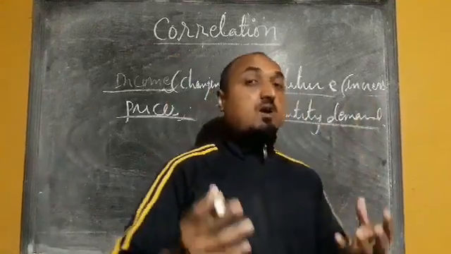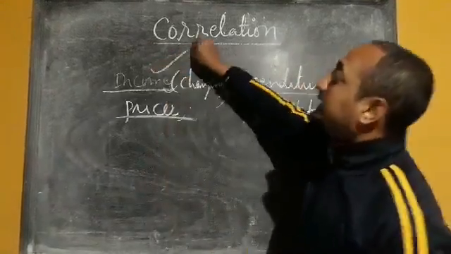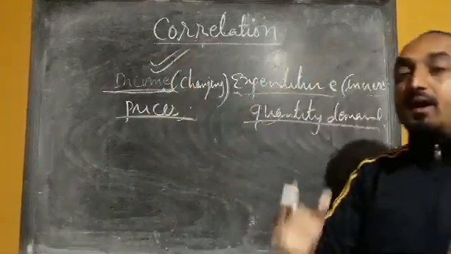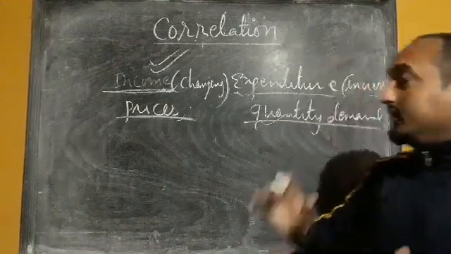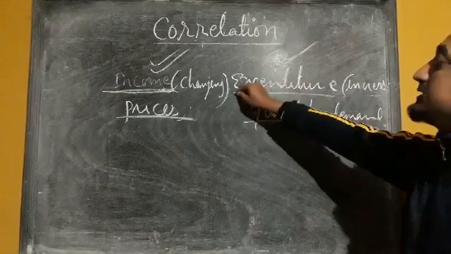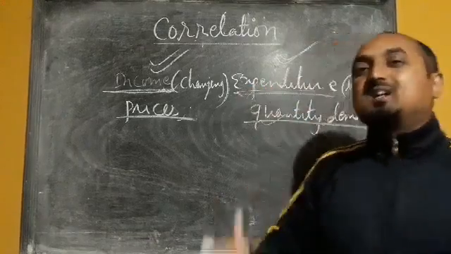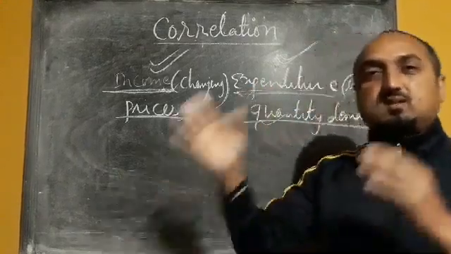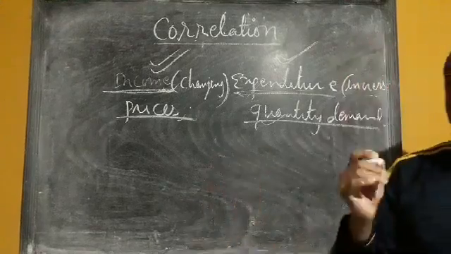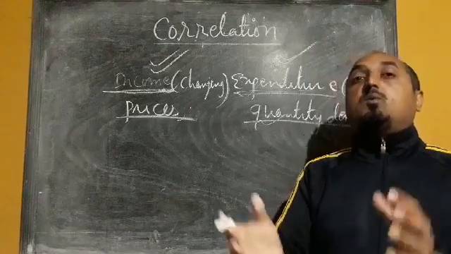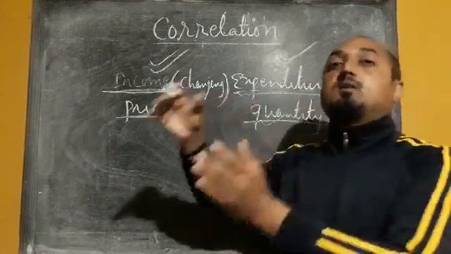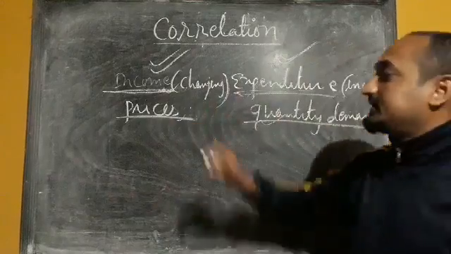So we can see that when the income is changing, it also has an impact on the other variable, that is expenditure. So expenditure is also changing. It may change in the positive or negative direction, that is another thing. But what we can see is that when the value of one variable is changing, it is also changing the value of the other variable. Let's take another example.